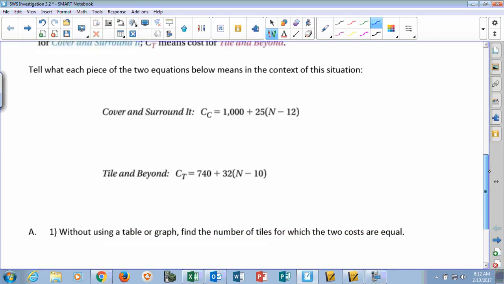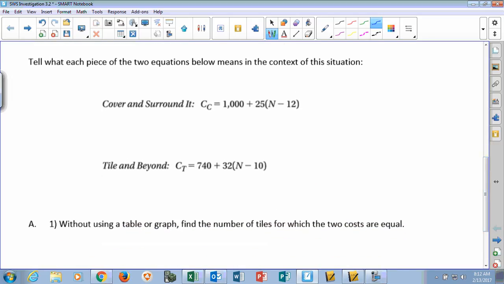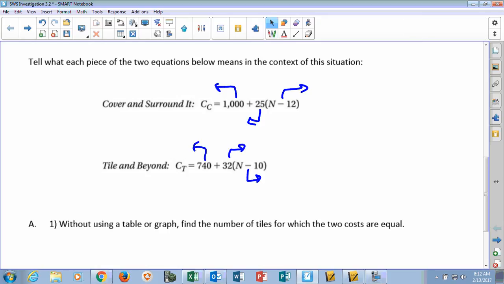So here's what I want you to try to do. It says tell what each piece of the two equations means below in the context of the situation. What does the 1,000 mean? What does the 25 mean? The n minus 12? What do all these pieces mean in terms of the story? We're going to pause this video and give you a couple minutes to talk about it and see if you can dissect it, and then we'll come together and see what you got. All right, go.